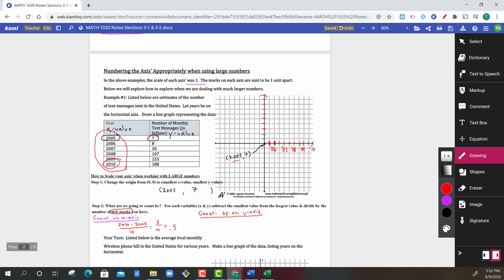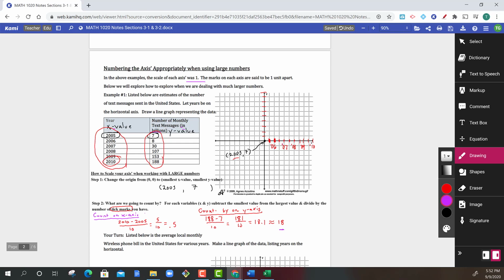And then do the same thing for the y value. Take your largest y value, which is 188, and subtract the smallest y value, which is 7. And we're going to divide by 10. We get 18.1. I'm going to round down to 18, so it's a little bit easier to count by. And again, this is just a recommendation of what to count by. There's more than one right answer, but this will fill the entire graph. So this means we're adding 18 every single time on the tick marks for the y value.